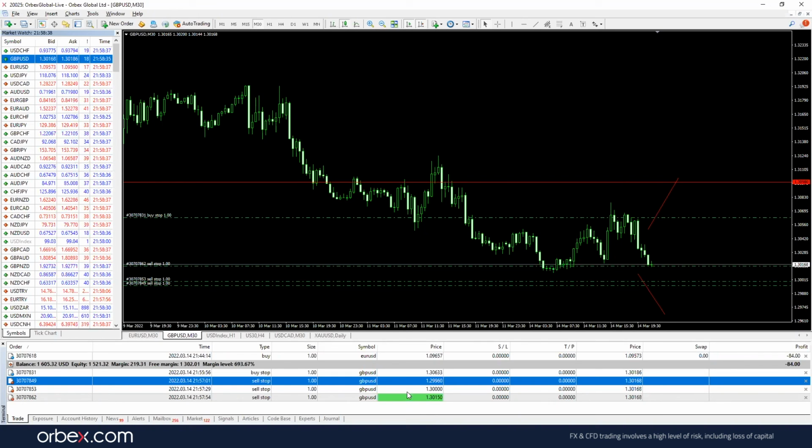Your box here flashes green, you know that the pending order is roughly about to be activated. So I've just got another question. Are you placing sell stops close to support resistance? Yes, you could say that.